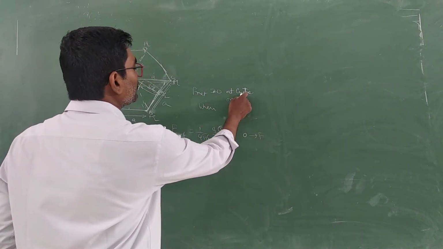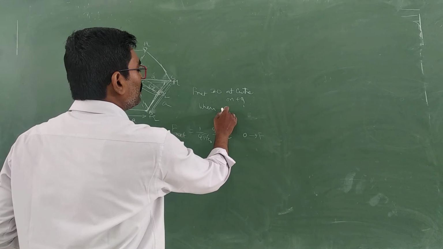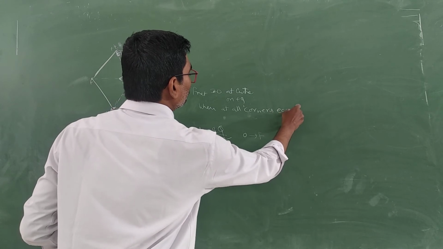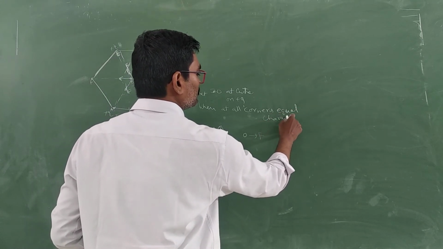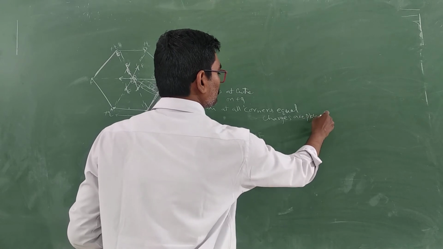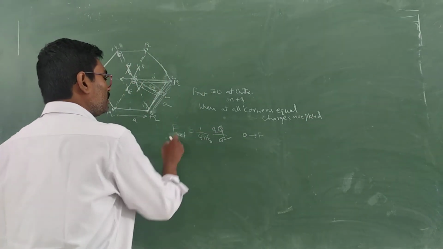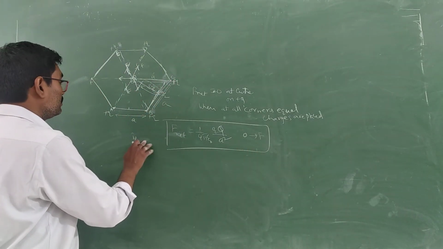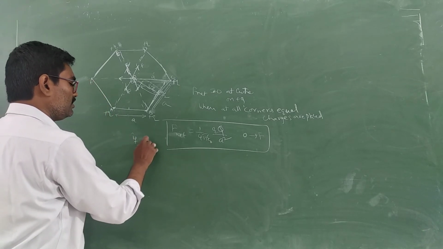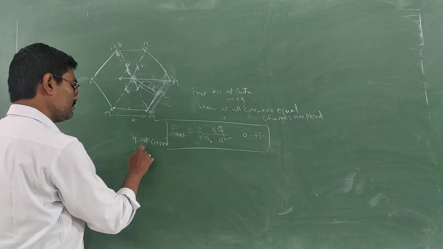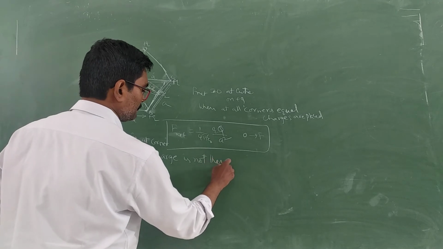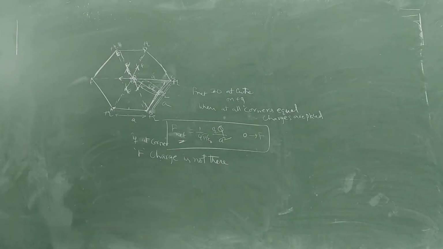When F net is equal to 0 at the center on plus Q: when equal charges are placed at all corners. Here only 5 charges are placed. If at the F corner the charge is not there, then F net is not zero. Okay. Next.